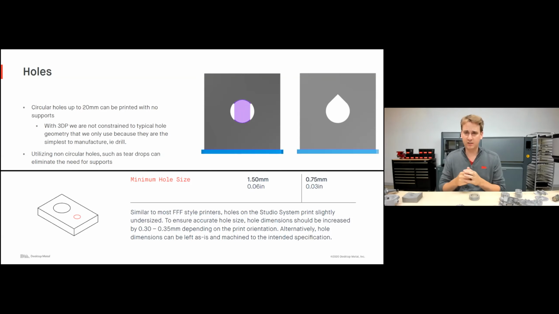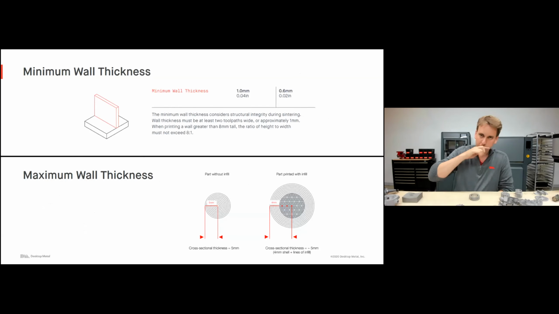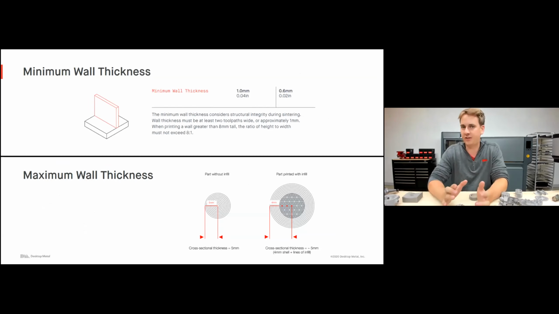Looking at minimum hole sizes, we have two nozzles, the 400 micron nozzle and the 250 micron nozzle. With the 400 micron nozzle, the minimum hole size is about 1.5 millimeters. On the 250, it's about 0.75 millimeters. Minimum wall thickness. There is some minimum wall thickness that needs to be ensured just to make sure that your part has enough structure to survive sintering.